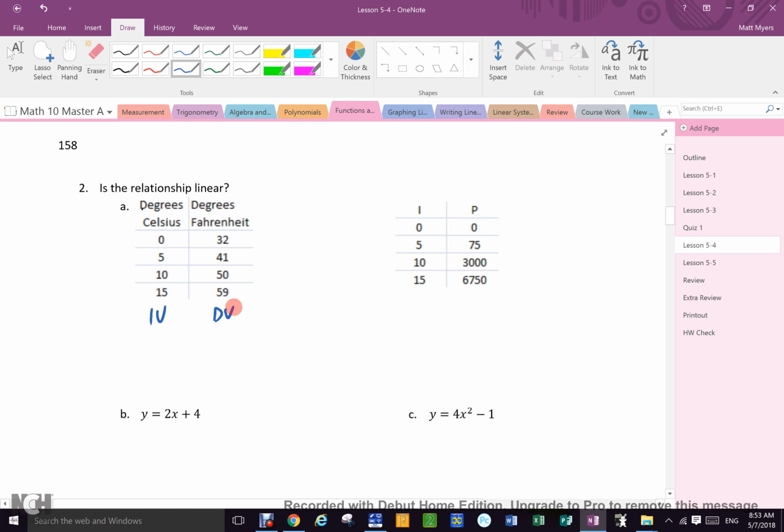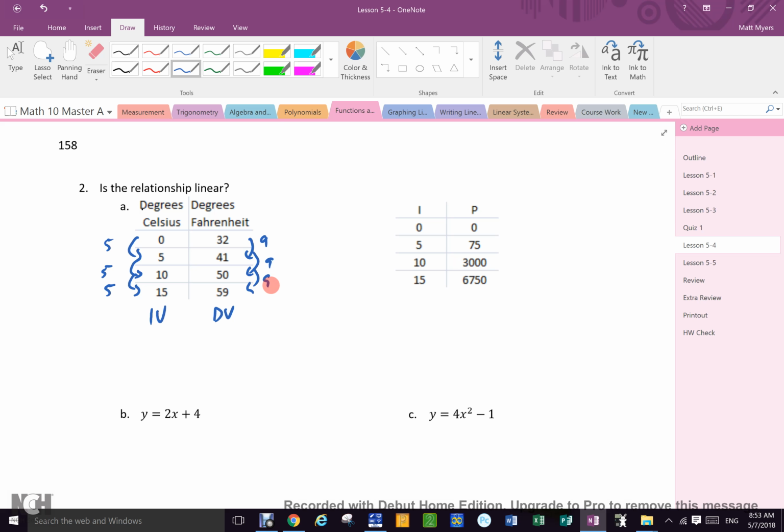So if it's linear, if this changes, how much did this change by? 5, and then there? 5, and then there? 5. So if it's linear, all these changes will be the same, won't they? Are they? What's that? 9. 9. Is it linear? Yes.